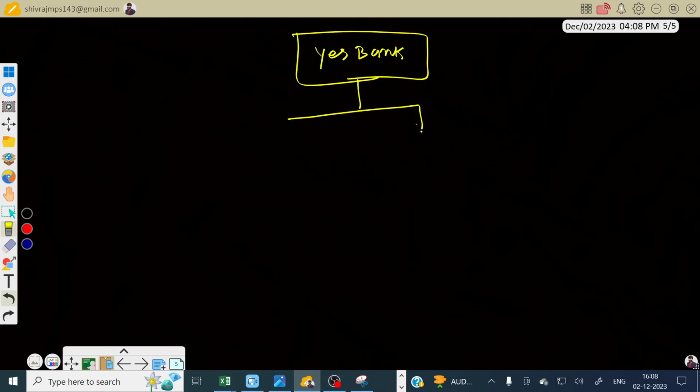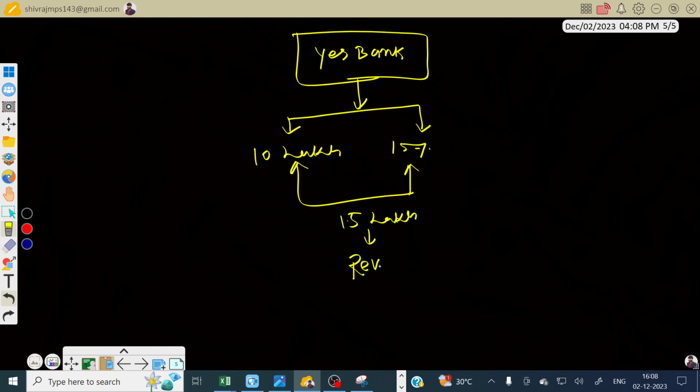So first of all, if you see, the bank has a POA with 10%, sorry, 15% on this amount. What if the revenue from this transaction, just calculate it for a better understanding, would be around 1.5 lakhs per annum, which is the revenue from this transaction.